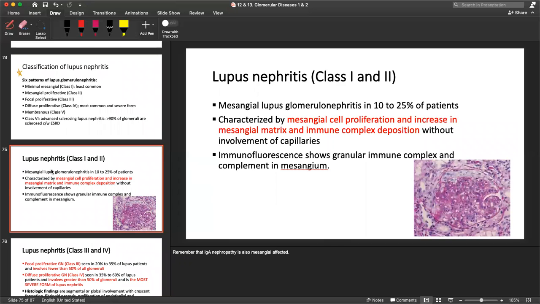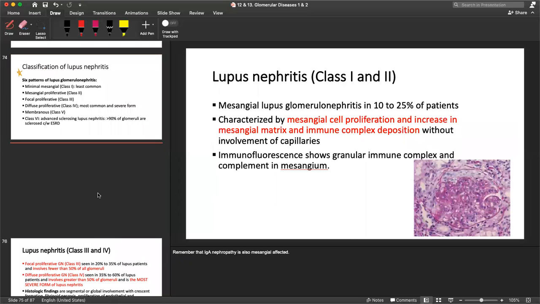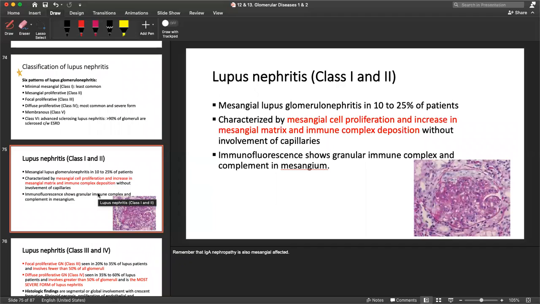So, oh, here we go. So I guess you do need to know them. But here's all of them listed out. She doesn't go through all of them, I don't think, but class 1 and 2 are going to be mesangial cell proliferation and increase in the matrix with immune deposition. We can see this right here, but there's no involvement of the capillaries.